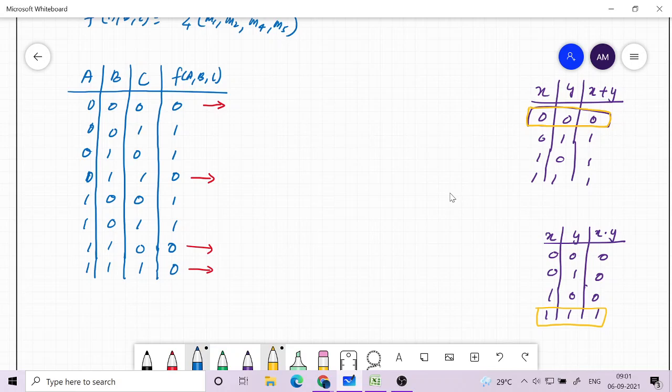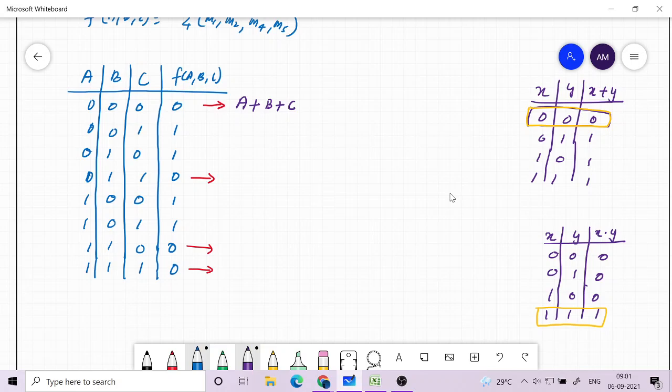So what is that case here? If this particular case has to be 0, then how do we write it? That is simply A plus B plus C. With 3 variables, A OR B OR C, only if A is 0, B is 0, C is 0, is this going to become 0. Just like I have told you here.